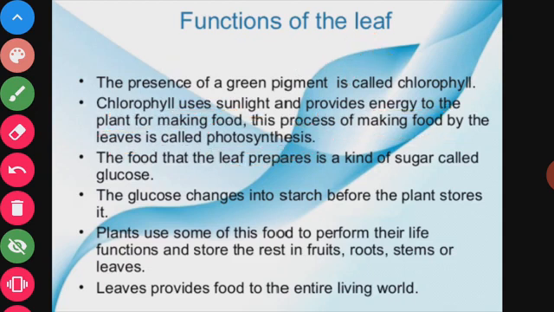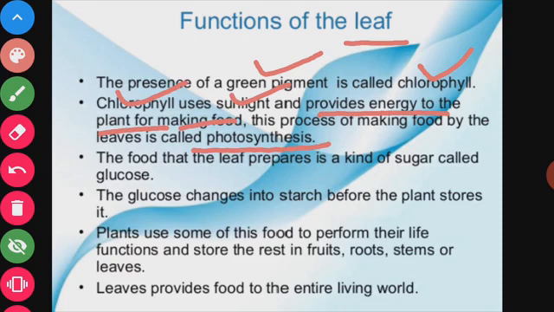How do they prepare their own food? Which plant part plays an important role in the synthesis of food? That plant part is the leaf. Leaves have a green pigment called chlorophyll. Chlorophyll uses sunlight and provides energy to the plant for making food, and the process of making food by the leaves of the plants is called photosynthesis.